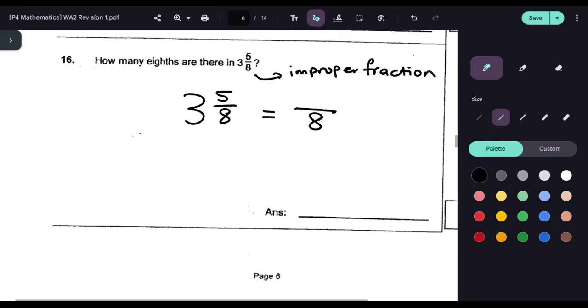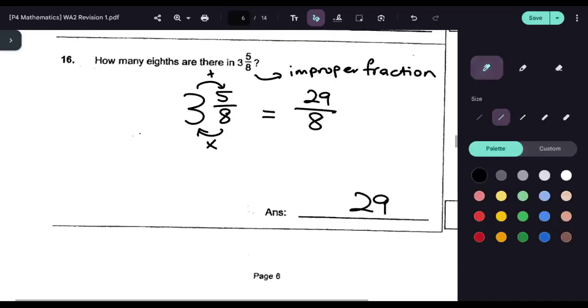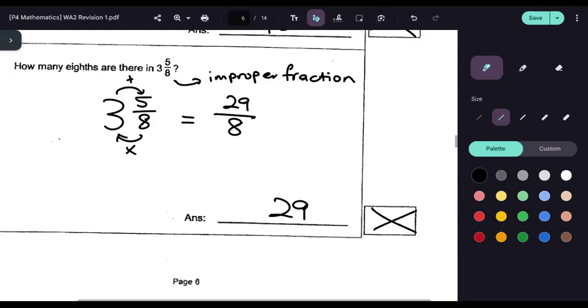Okay, understand? So, improper fraction will be 8 times 3 plus 5. 8 times 3 is 32. Okay. 8 times 3, 8 times 3 is 24. Okay, my bad. 8 times 3 is 24. 24 plus 5 is 29. So it will be 29 eighths. Okay, got it? Alright, next one.